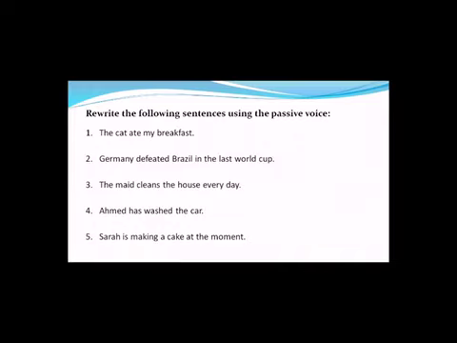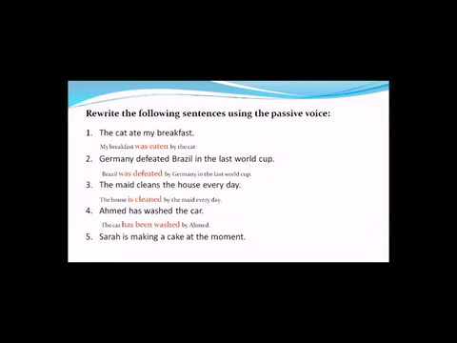All right, I suppose by now that you have done the exercise. Very good, students. So let's correct. Number 1, the cat ate my breakfast. It becomes: my breakfast was eaten by the cat. Very good. Germany defeated Brazil in the last World Cup. Brazil was defeated by Germany in the last World Cup. Number 3, the maid cleans the house every day. The house is cleaned by the maid every day. Ahmed has washed the car. The car has been washed by Ahmed.